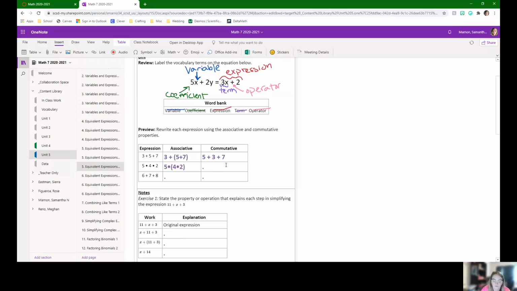For commutative, again, we're just going to switch some things around. So let's actually switch it. We'll switch the 4 and the 2 this time. So we'll do 5 times 2 times 4.